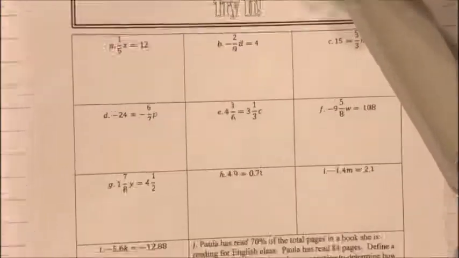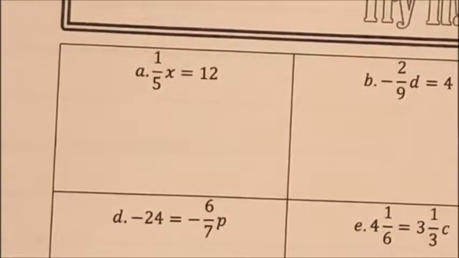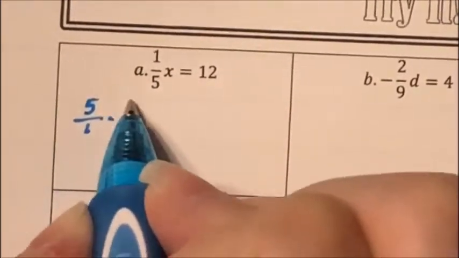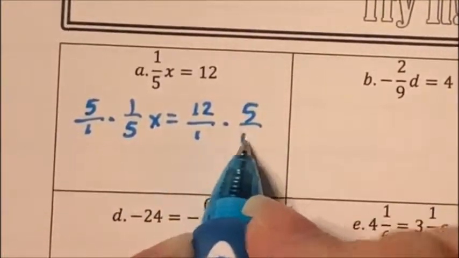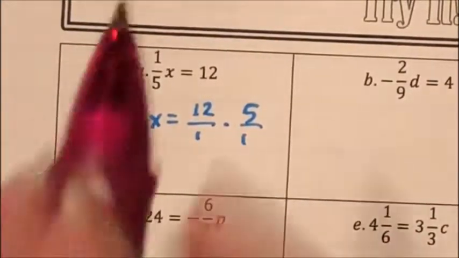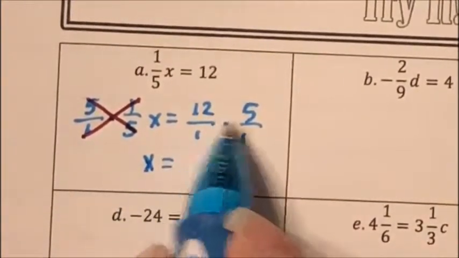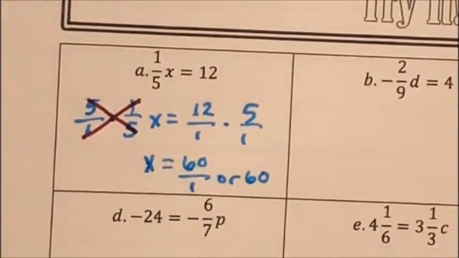Now that you have tried the try it problems on your own, let's look at them together. The first one is letter A. Letter A states 1/5 x equals 12. Well, this is a fraction, so I want to multiply by the reciprocal. The reciprocal of 1/5 is 5 over 1. So I multiply 5 over 1 times 1/5 x equals 12 over 1 times 5 over 1. Okay? This cancels, becomes 1. So I'm left with x. 12 times 5 gives me 60 over 1, which is really just 60.